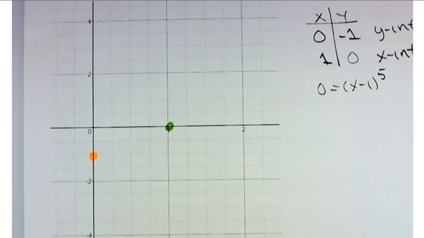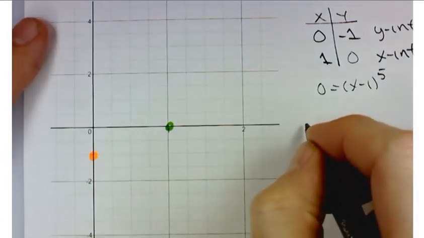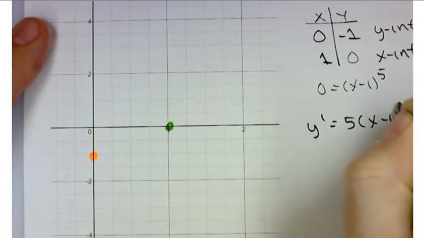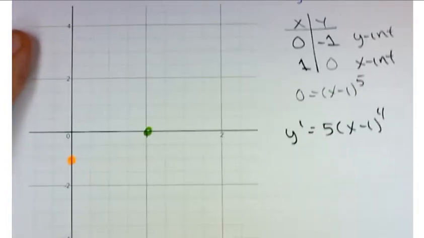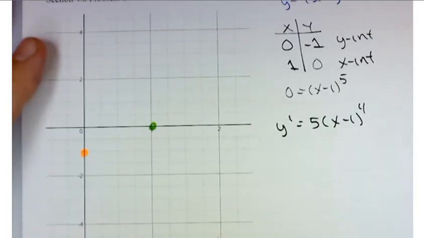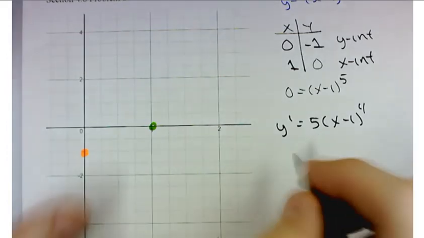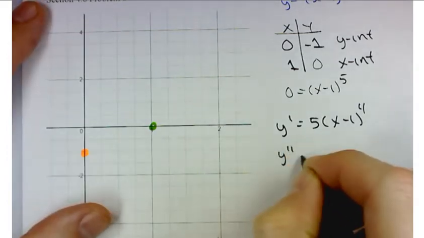Okay. Let's start working with derivatives. As far as the first derivative is concerned, y prime is going to be 5 times (x minus 1) to the 4th. That's the derivative of the outside times the derivative of the inside. Unfortunately for us, the derivative of the inside is 1. So how about y double prime?